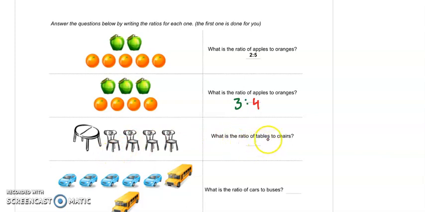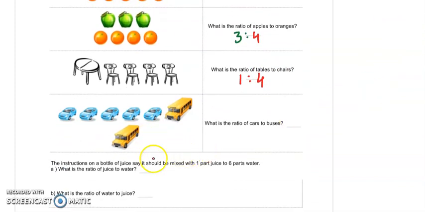Now, what is the ratio of tables to chairs? We can see there is only one table and 4 chairs. So the ratio is going to be 1:4 because for one table there are 4 chairs. So that's why the ratio will be 1:4. And the next one, you can see some cars and some buses. So the ratio of cars to buses, as cars are coming first, I will count how many cars there are. 1, 2, 3, 4, 5. 5 cars, so it is 5. There are 2 buses, so 5:2.